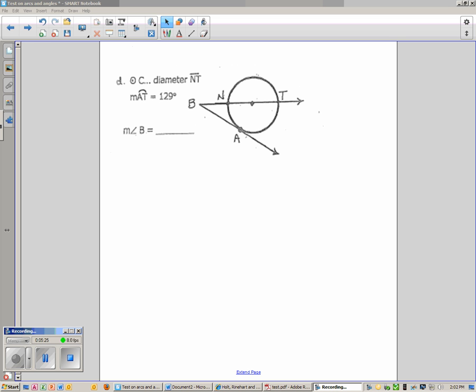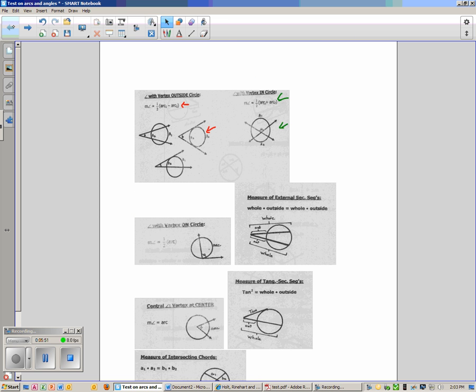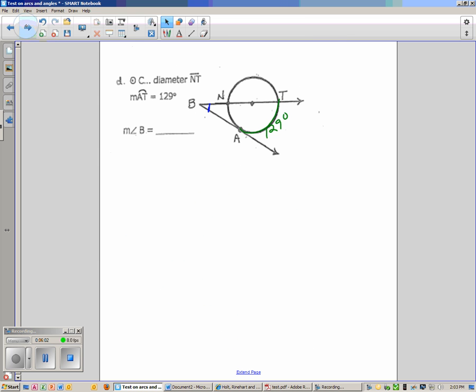All right, 1D gives us that C is the center of the diameter. It tells us that the measure of AT from here to here is 129 degrees. And it wants us to figure out the measure of angle B, which is right here. So I need to figure out which equation I'm going to use. So I take a look at the picture and I go look at my formulas chart. And I can see that it matches up with this particular one here, so I know I'm going to be using this formula here.